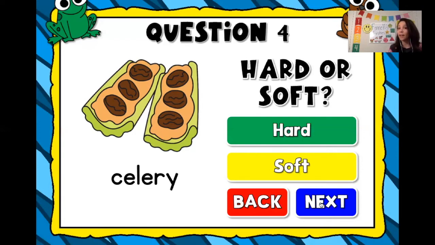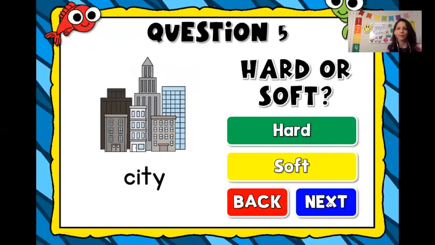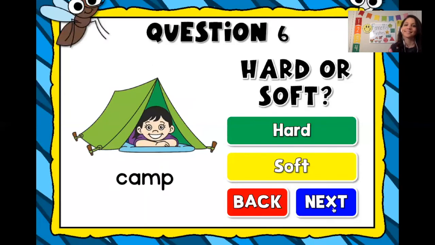Celery. If you had to sound that out, hopefully you knew because there's an E after the C that the C said the S sound. Celery. Soft. Very good. City. City. There's an I that's behind the C, so I know it's the S sound. Hard. Camp. Camp. Very good.